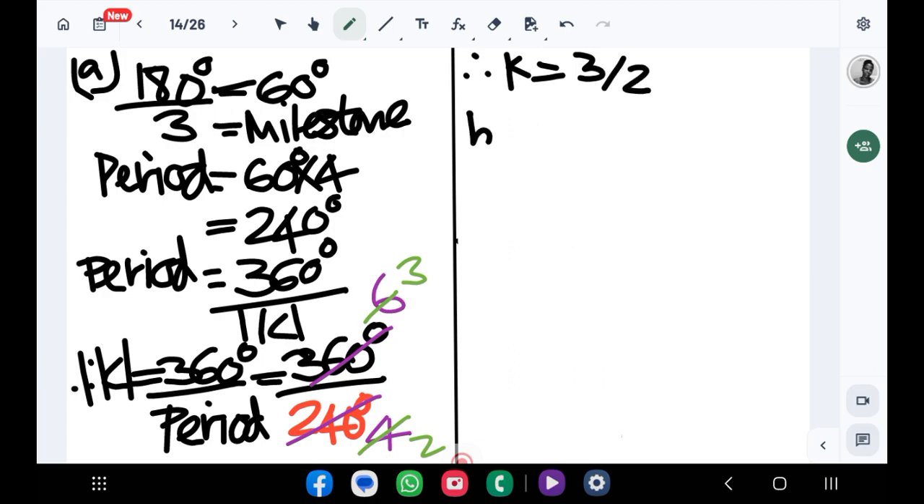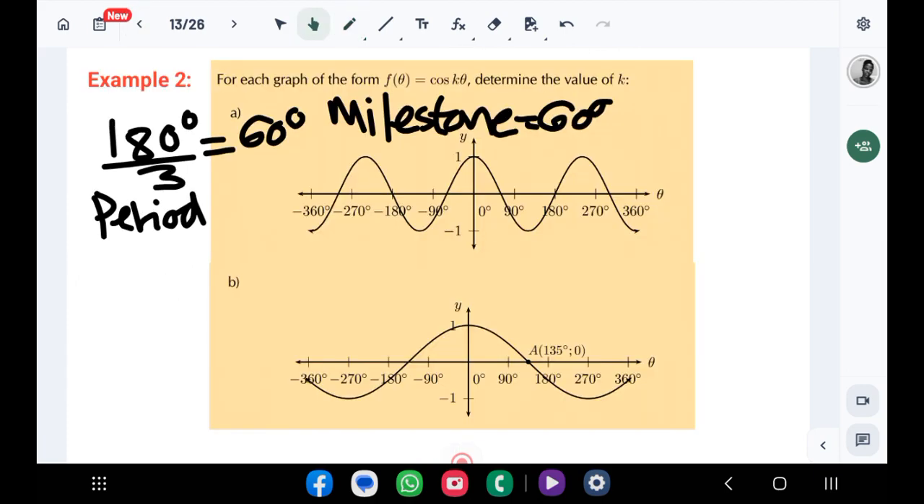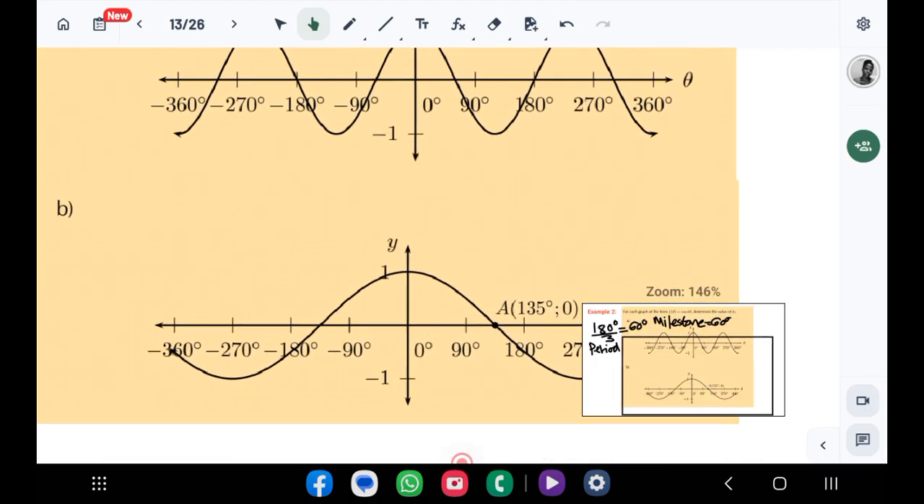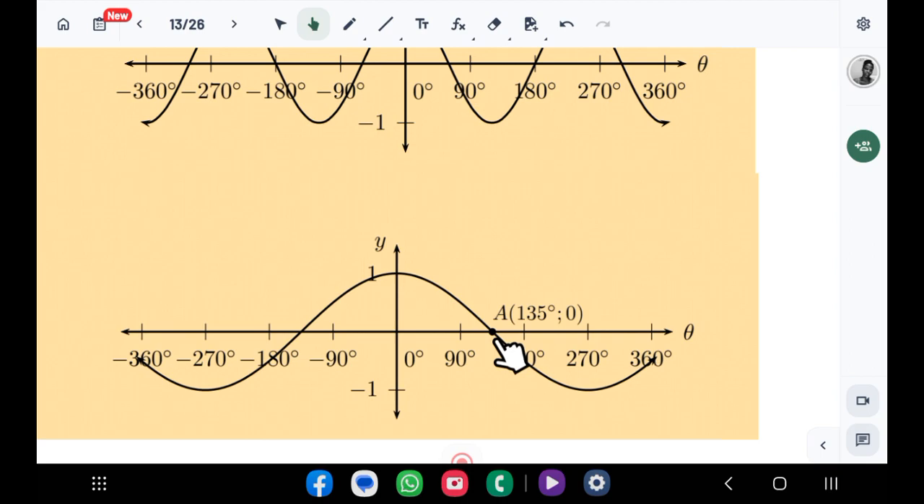Now let's look at number B. Number B, okay, we've got 1 milestone. This one starts at the maximum turning point here and reaches its first milestone, the x-intercept, at 135 degrees. There is the 135 degrees. Let me maximize that so you can see. So that is 135 degrees, meaning that 1 milestone is equal to 135 degrees.